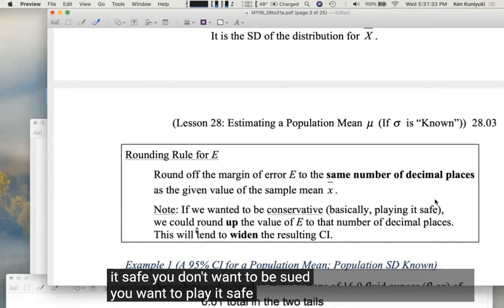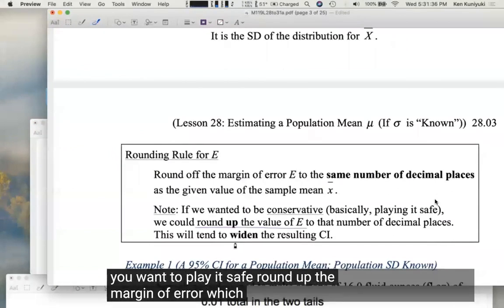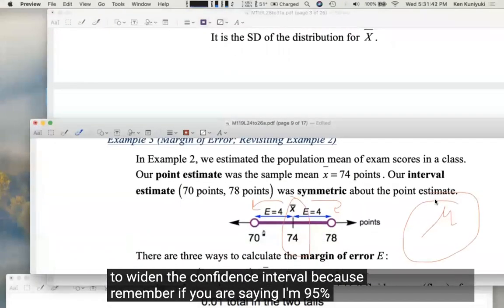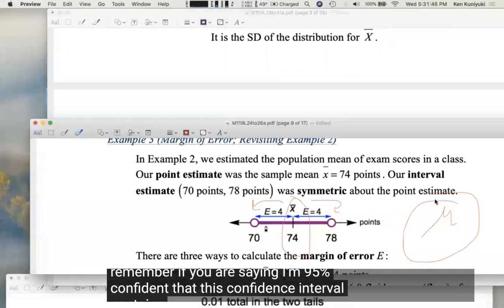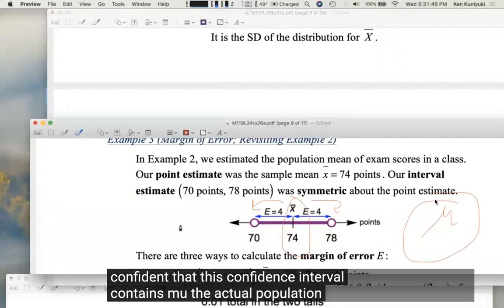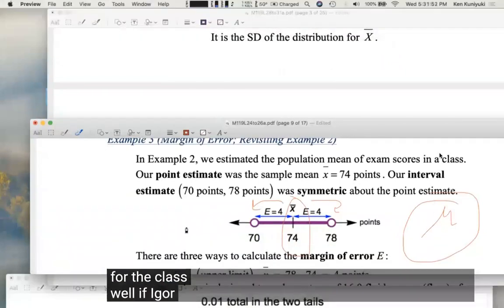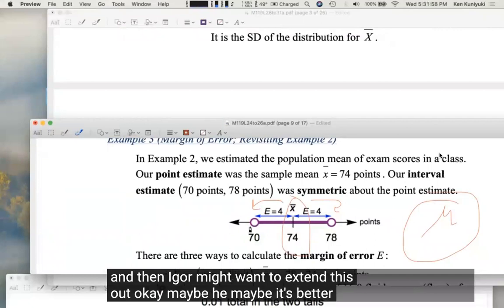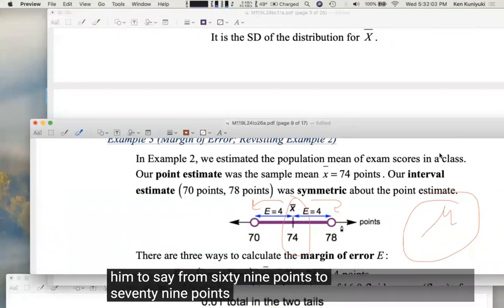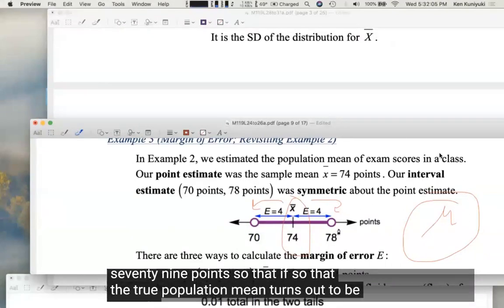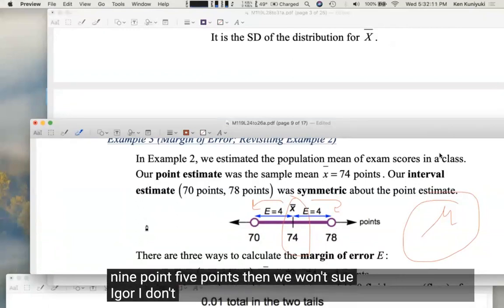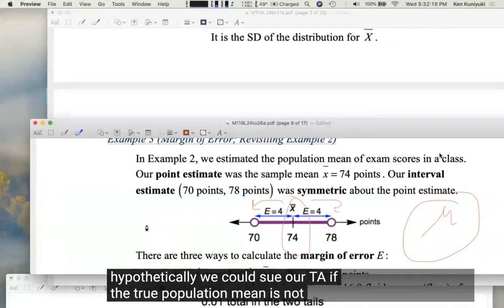And if you want to play it safe, round up the margin of error, which has the tendency to widen the confidence interval. Because remember, if Igor is saying, I'm 95% confident that this confidence interval contains mu, the actual population mean for the class, well, if Igor wanted to be safe, then Igor might want to extend this out. Maybe it's better for him to say from 69 points to 79 points. So that if the true population mean turns out to be 78.5 points or 69.5 points, then we won't sue Igor. I don't think we'll sue our TA, but hypothetically, we could sue our TA if the true population mean is not in the confidence interval.